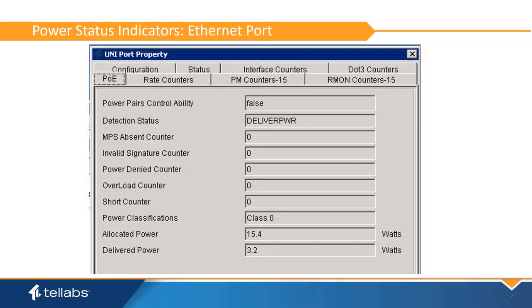In the Uniport property dialog, the PoE tab shows information about PoE on an individual Uniport. Detection status indicates whether a PoE client has been detected and whether power is being delivered. Status can be searching, deliver power, or fault. Allocated power is the power the ONT has reserved for the port, and delivered power is the actual measured power that is being delivered to the PoE device.